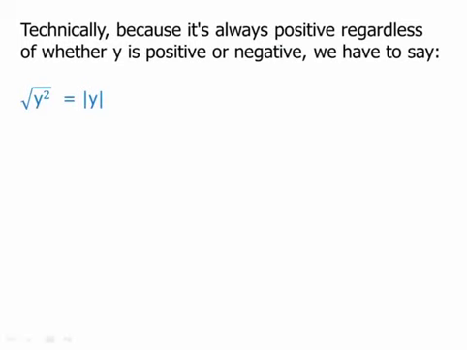So we have to be very careful. Because it's always positive, regardless of whether y is positive or negative, we have to say that the square root of y squared equals the absolute value of y. So in other words, if y is positive, then we get a positive output. If y is 0, we get 0. And if y is negative, we get a positive output.